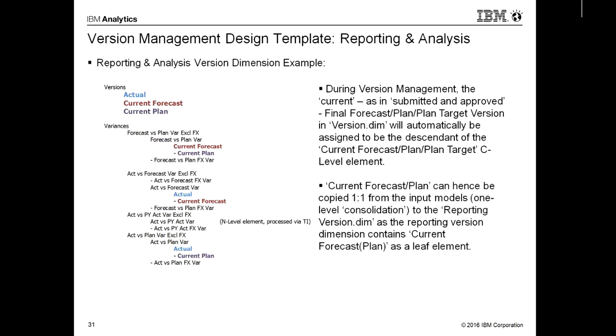And this is really what the design would look like for a pure reporting and analysis version. So you see the current forecast and current plan are now leaves. They're not C levels anymore. And as you can imagine, this is pretty easy to process too. We have customers where we have a separate reporting and analysis model. What we're really doing is processing the current forecast from the planning model, which is a C level element, to the leaf current forecast. So it's really easy to TI process as well. It's the same principal structure, only that in the case of reporting and analysis, it's simplified.